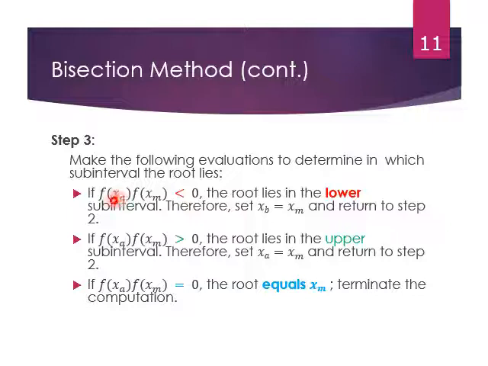If the function evaluation of f(xa) multiplied by f(xm) is less than 0, then we can say that the root lies in the lower subinterval. So I can write, the root lies in between the lower subinterval, which is in between the interval of xa and xm.